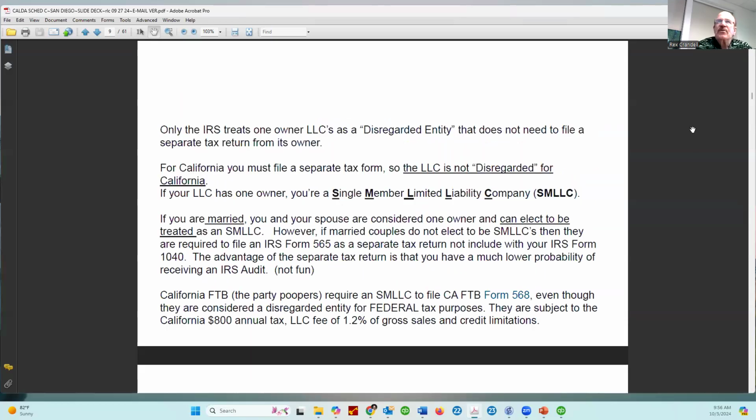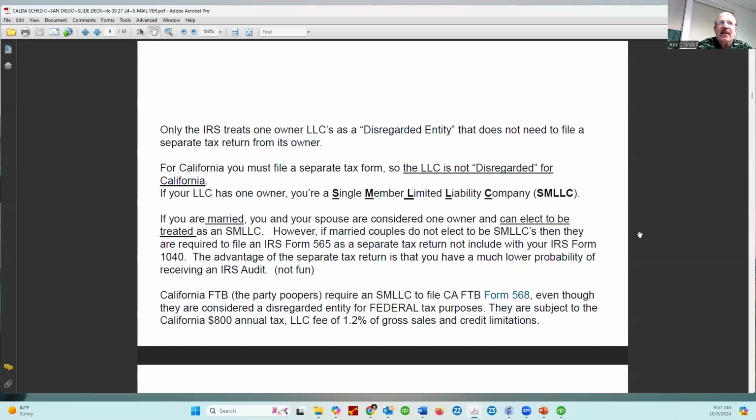Only the IRS treats LLCs as a disregarded entity that does not need to file a separate tax return from its owner. For California, you must file a separate tax return. So for California, the LLC is not a disregarded entity. If you have one owner, what they call it in tax is a single member limited liability company, frequently abbreviated SMLLC.